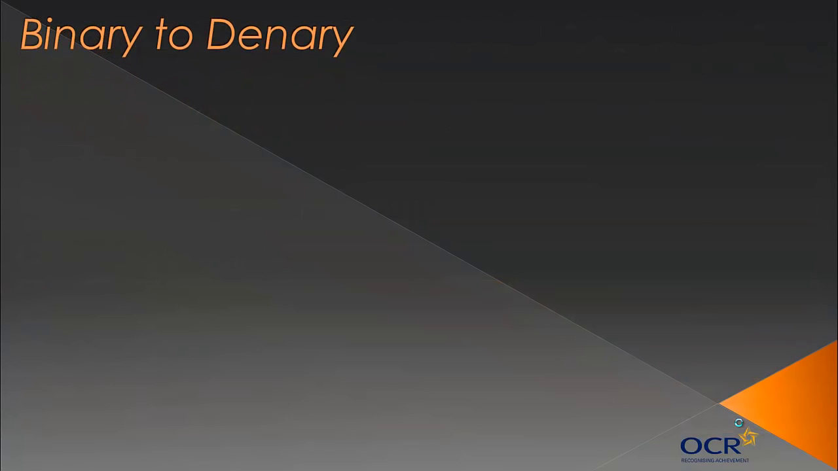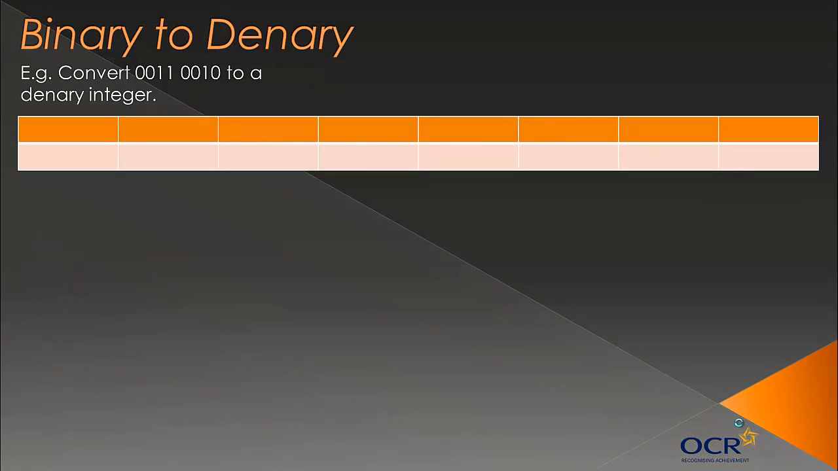Let's look at doing the vice versa. Let's look at doing the inverse, which is going from binary to denary as opposed to denary to binary. So we're doing the opposite, but this is slightly different, so it's important that we know how to do this. So our example is convert 00110010 to a denary integer.